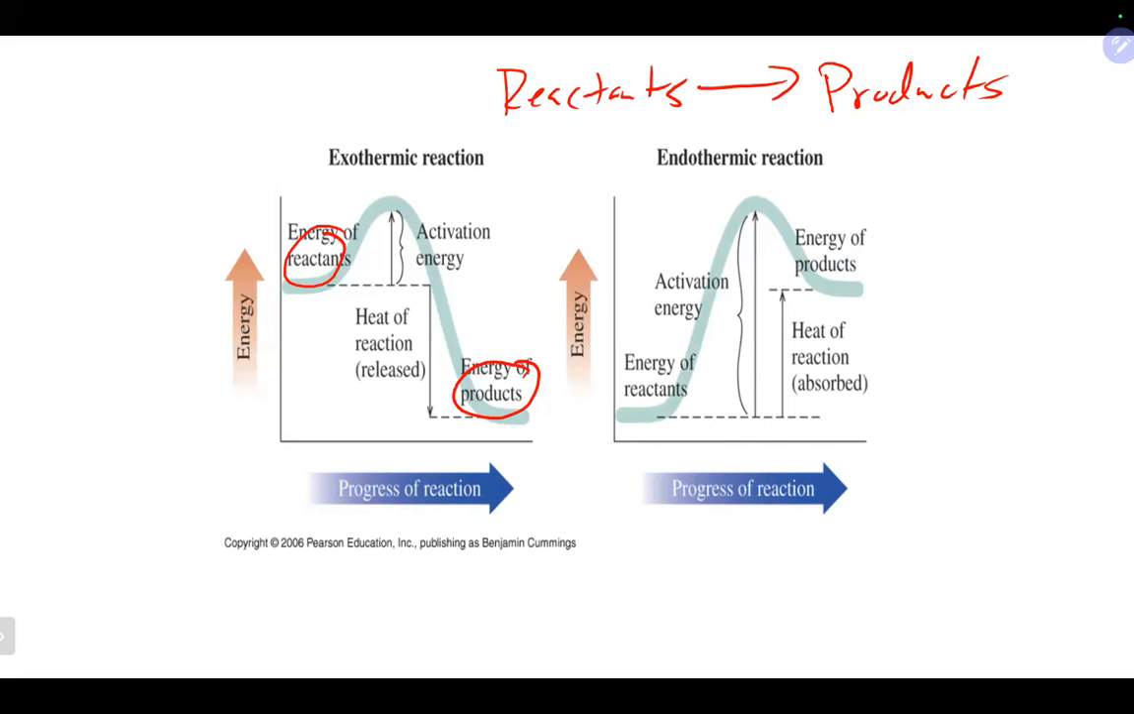Whenever you see an energy diagram such as this, and you see that the energy of the reactants is higher than the energy of the products, a very simple way to look at it is, in terms of energy, the only way for those reactants to get down to the products is that energy has to be given off.